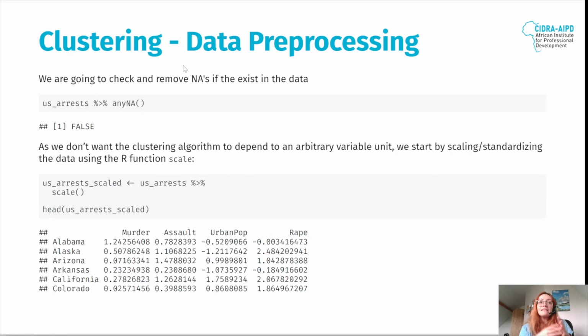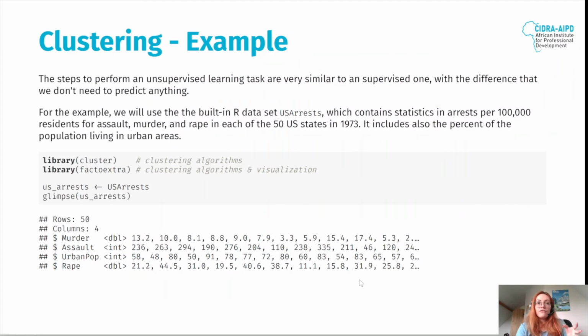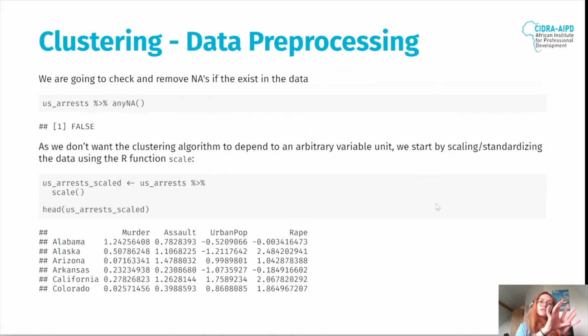We are going to scale our data, our variables. I'm going to use the function scale that is normalizing to a normal distribution. Sorry. And we can see here how things are now. For example, assault had big numbers and murder had smaller numbers. But in here, they are all around the same range. So that's good.